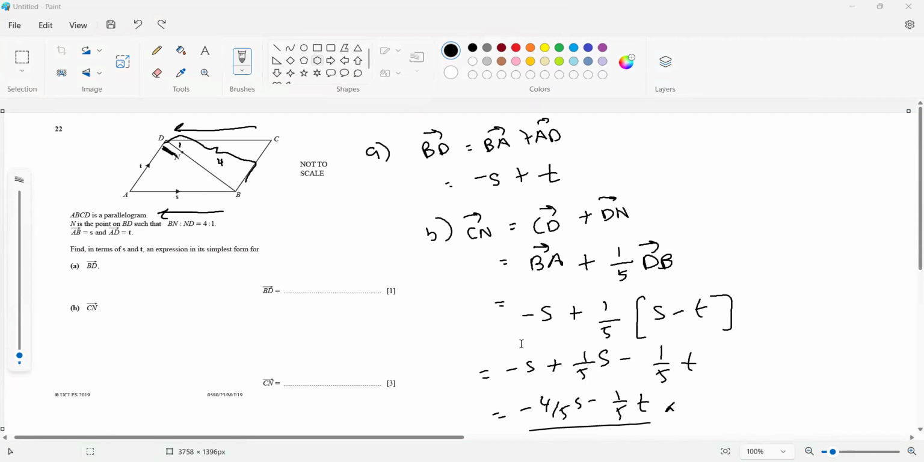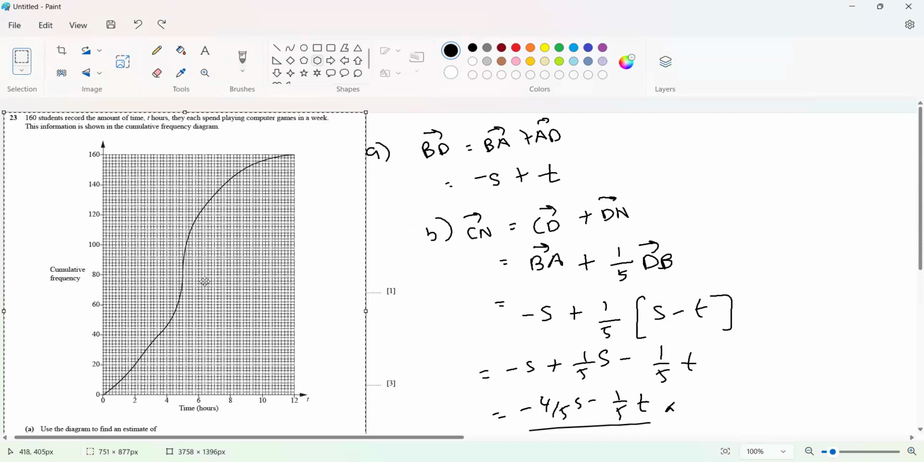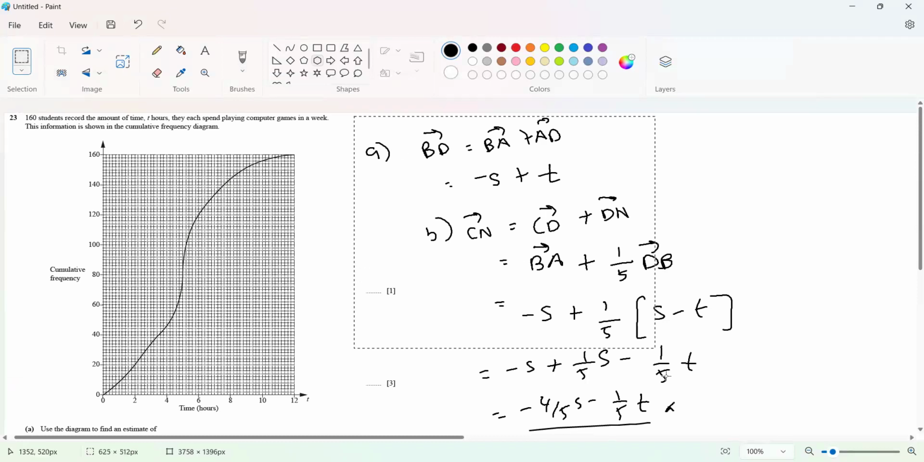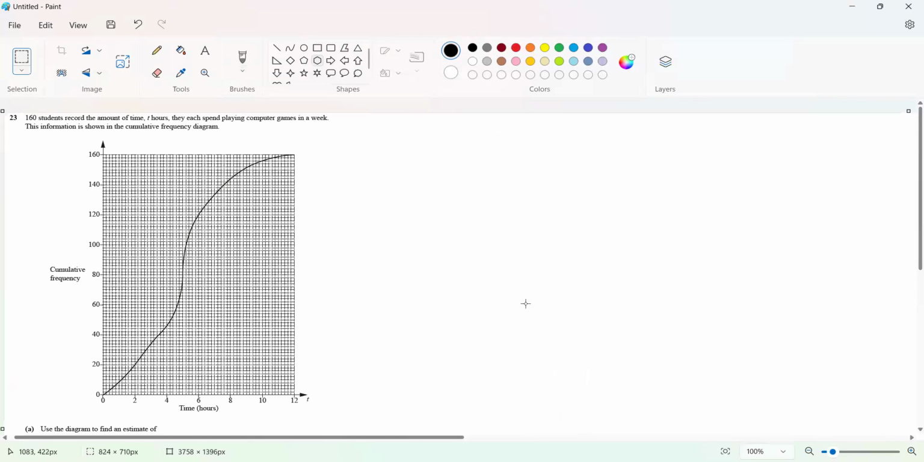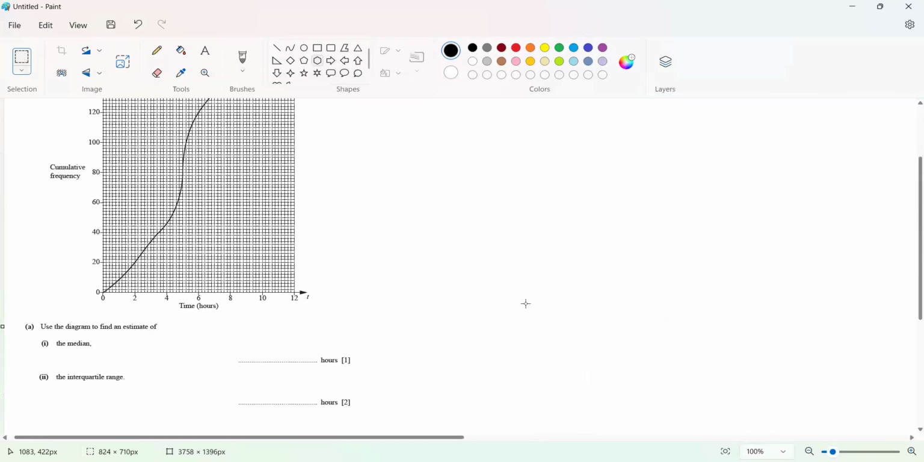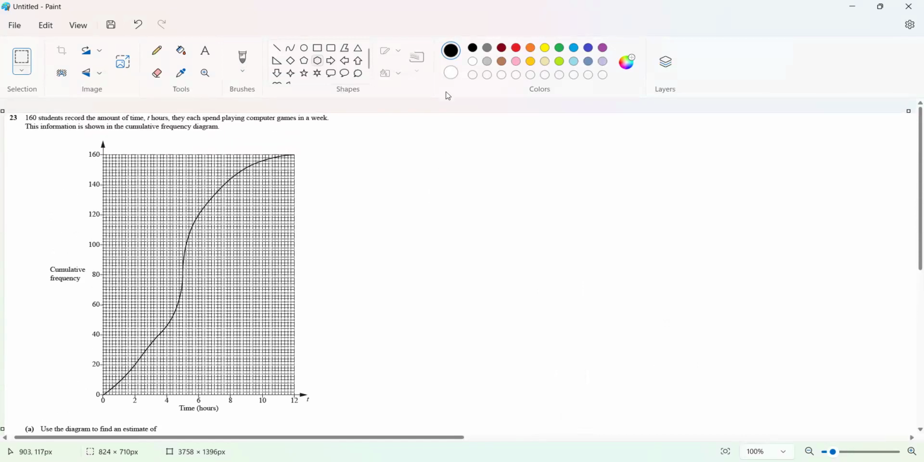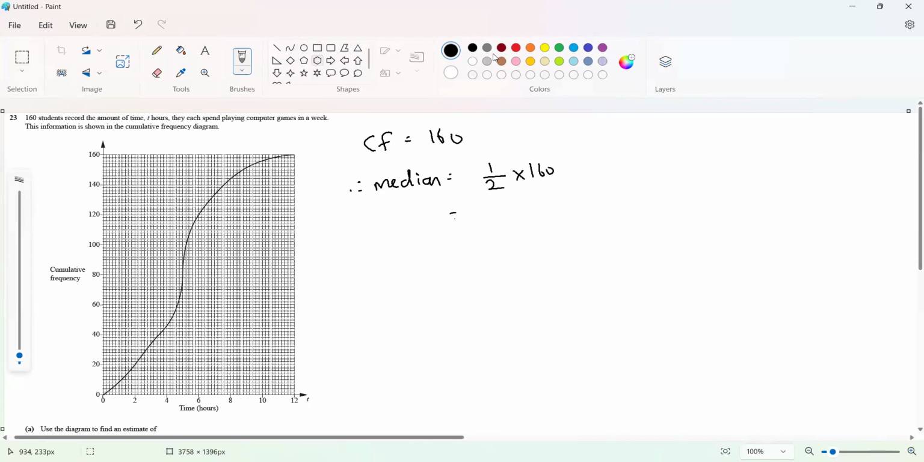So for question 23, we have an ogive or cumulative frequency diagram. So from the cumulative frequency diagram, they ask us to find the median and the interquartile range. So the median is just the middle. So the middle of what? Precisely, it is the middle of the frequency. So in other words, the total frequency, total CF is 160. Therefore, the median is going to be half of 160, which is at 80.